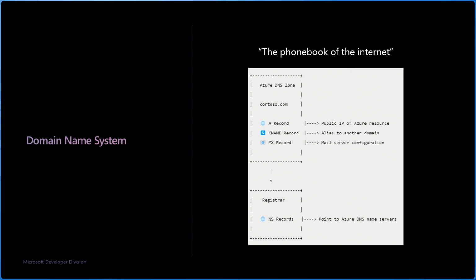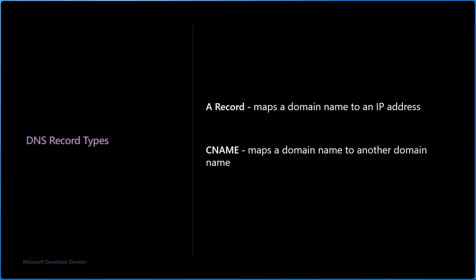This magic happens with the domain name system, or DNS. Think of it as the phone book of the internet. When you enter a URL in your web browser, DNS translates that human-friendly domain name into the IP address of the server where your content is hosted. There are two types of DNS records that we should be aware of today. The first one being an A record. An A record is a DNS record that maps a domain name to an IP address.